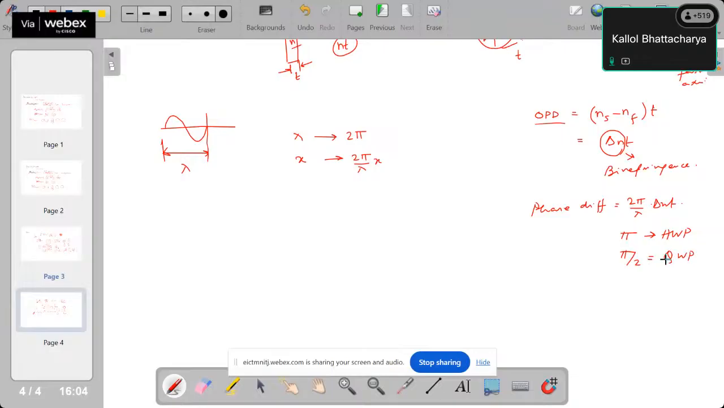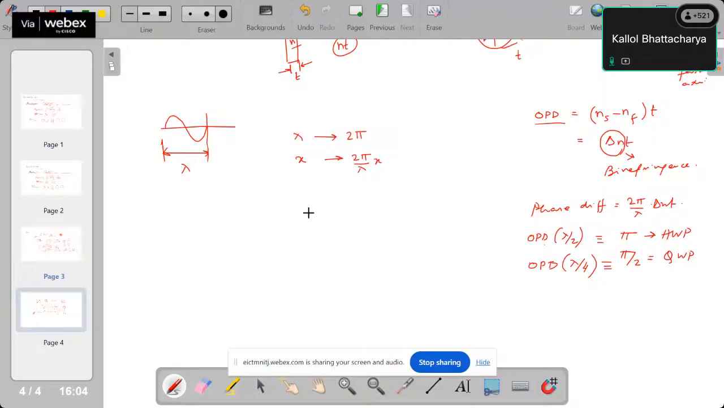Why is it a quarter wave plate? Because in terms of optical path difference, this is lambda by 4. In terms of phase difference, it's pi by 2. Why is it a half wave plate? Because in terms of optical path difference, this is lambda by 2, which is equivalent to a phase difference of pi. Therefore, it's a half wave plate.